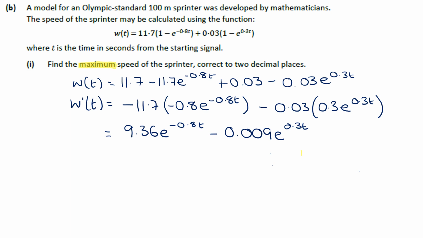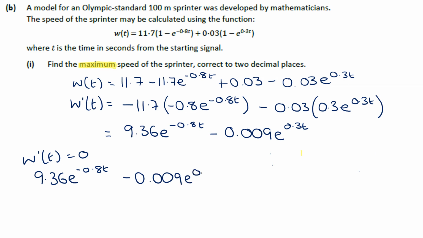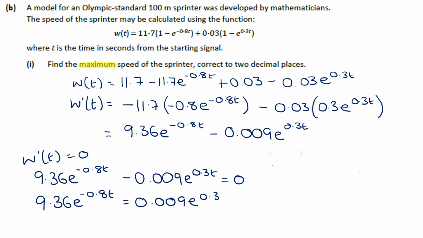So in order to get the maximum, we let the derivative equal 0. So we have 9.36 e to the power of minus 0.8t minus 0.009 e to the power of 0.3t equals 0. You can do it multiple ways. I'm going to bring one to each side. So I'm going to leave the 9.36 e to the power of minus 0.8t here, and I'm going to bring over the 0.009 e to the power of 0.3t.